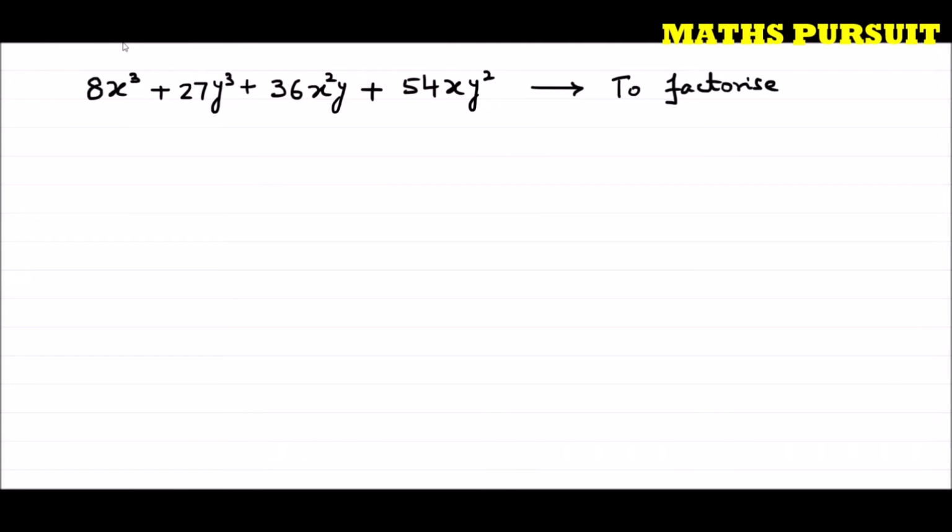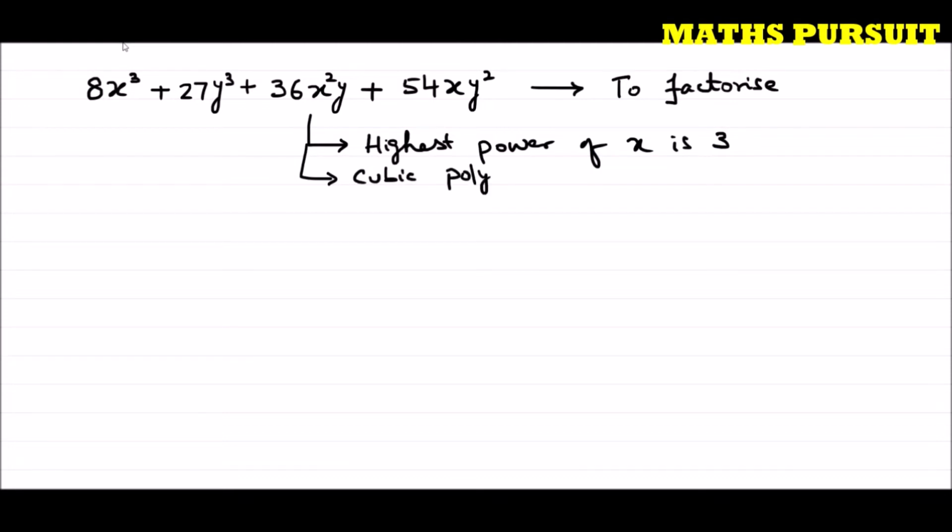Now from this polynomial, you can see that the highest power of x is 3. That means this is a cubic polynomial. And guys, we very well know that if it is a cubic polynomial, then we will be getting 3 factors. So keeping this in mind, let us move ahead.